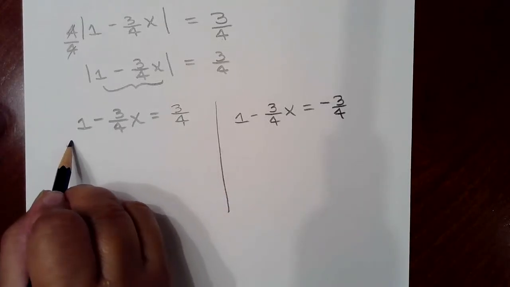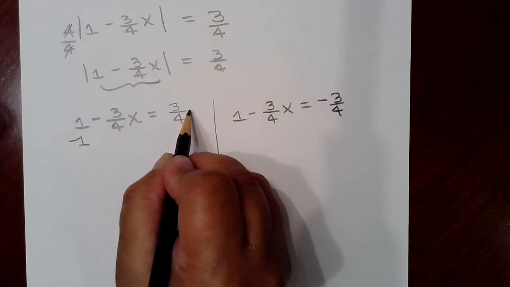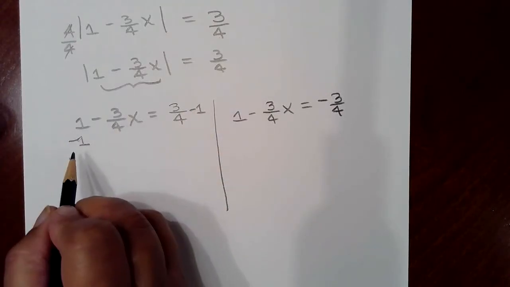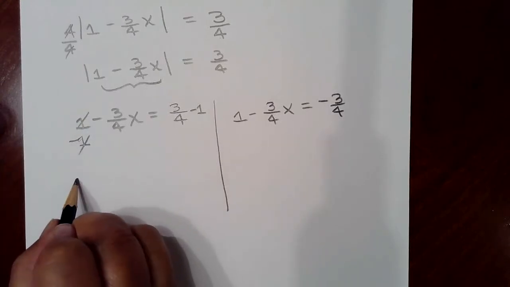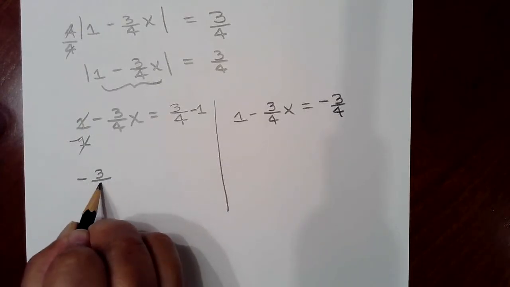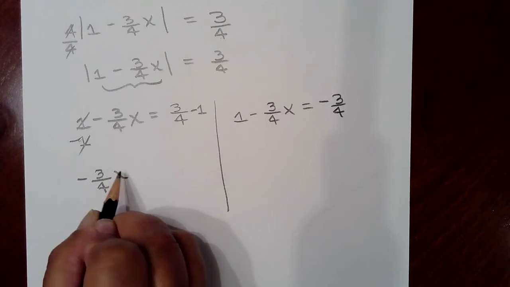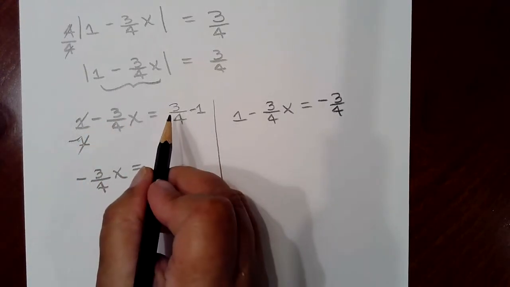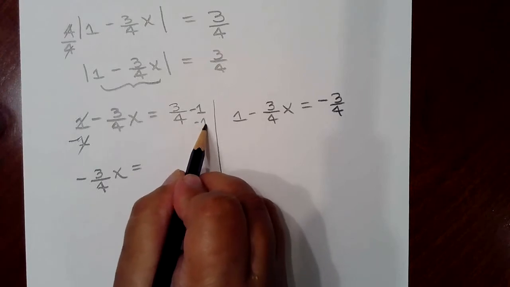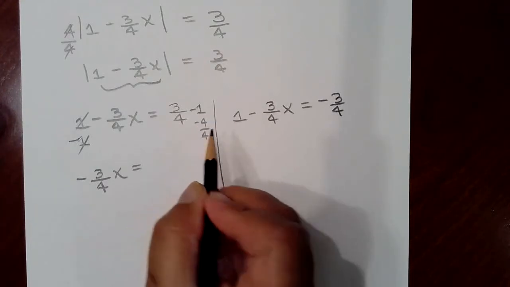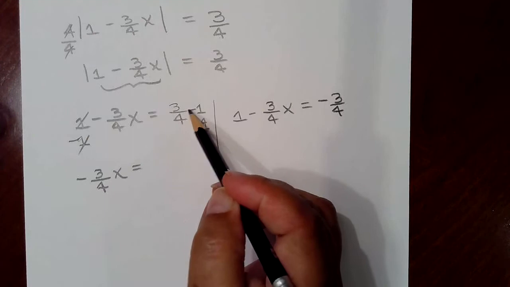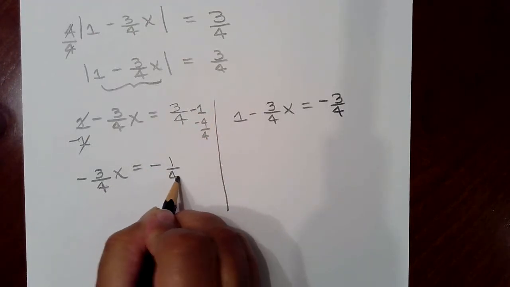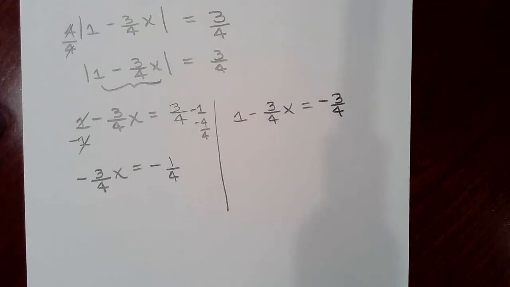I'm going to just move this 1 over here. You could use your calculator if you need to, but I just got rid of the 1. That left me with negative 3/4, negative 3/4 x. And then over here, this is 3/4 minus 4/4. Although, again, you could put this in your calculator, 3/4 minus 1, and you'll get negative 1/4. If you're good enough with your fractions, just do it by hand.